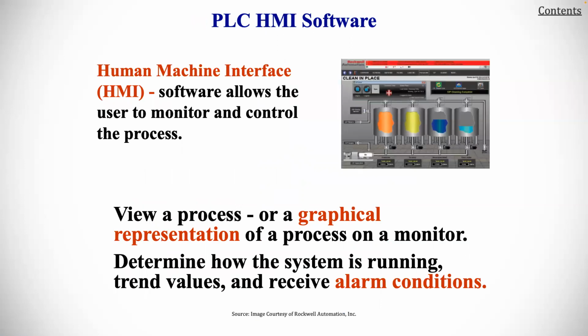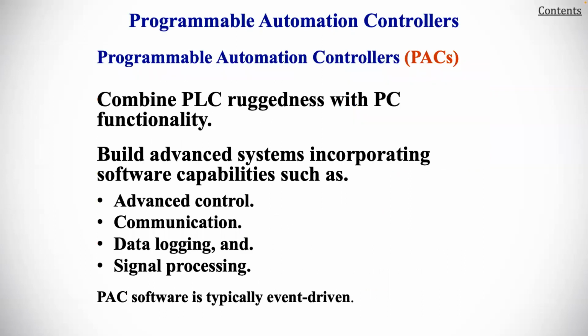PLC HMI software, that is human machine interface, is software that allows the user to monitor and control the process. You can see a cartoon layout of things in operation, so you can view a process with a graphical representation of the process on a monitor. Thus, you can determine how the system is running, trend values, and receive alarm conditions, all very useful information.